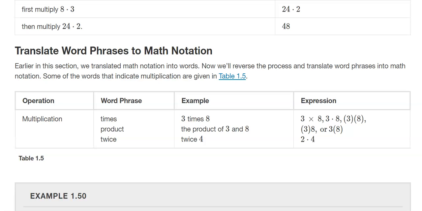Before we move on to an actual word problem, let's take a quick look at how to translate word phrases to math notations. We have these three commonly used phrases for multiplication. They can say simply multiply, but that's not always the case. You would hear the word times, product, twice, thrice, and so on.